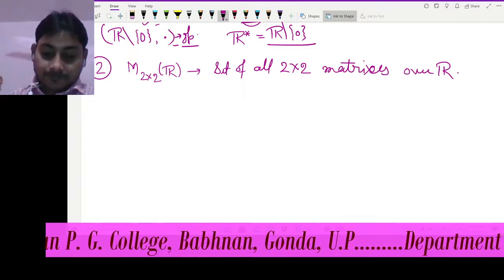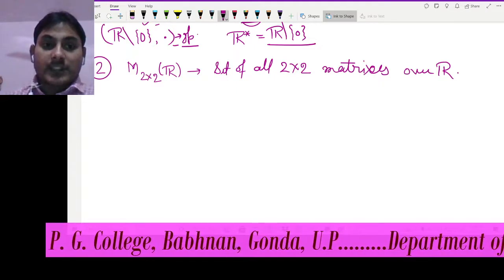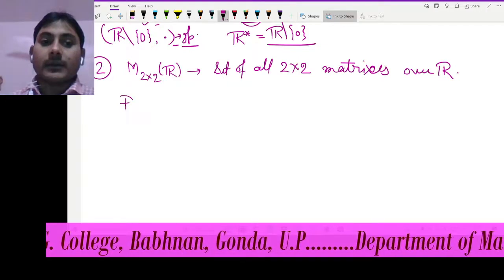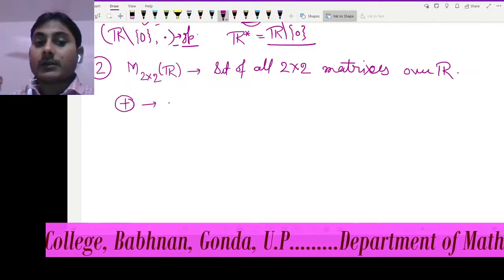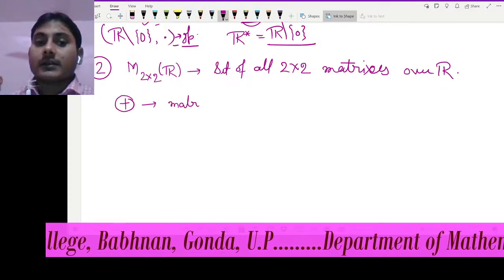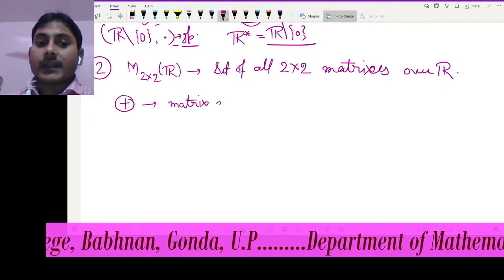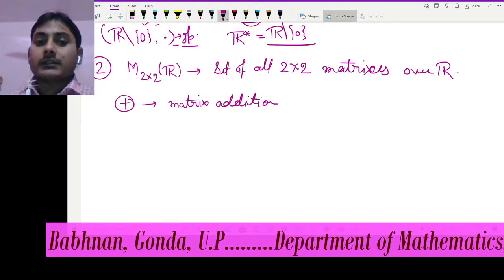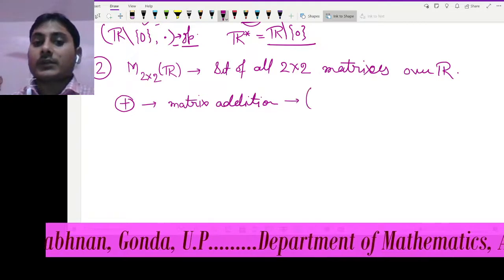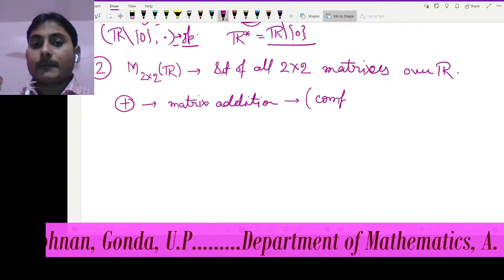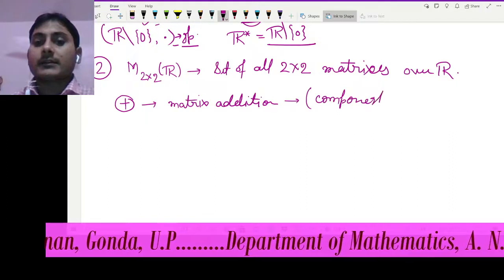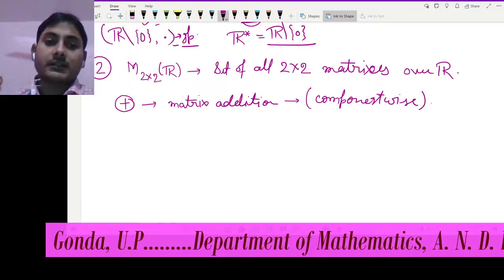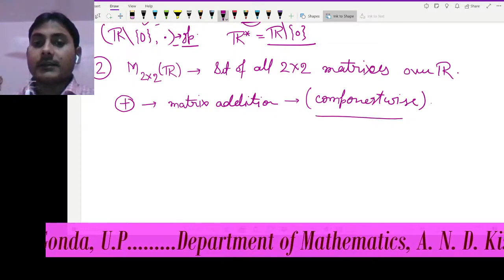I'm taking this particular plus to mean the usual matrix addition. Plus is the matrix addition we know. The matrix addition occurs component wise. I'm taking the component wise matrix addition.